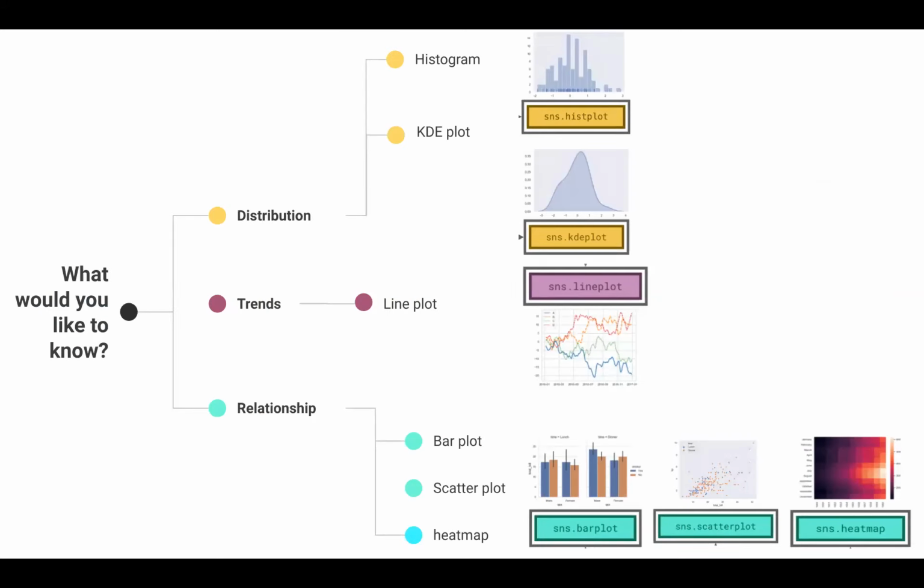Okay, we went over line plots for trends and relationship.